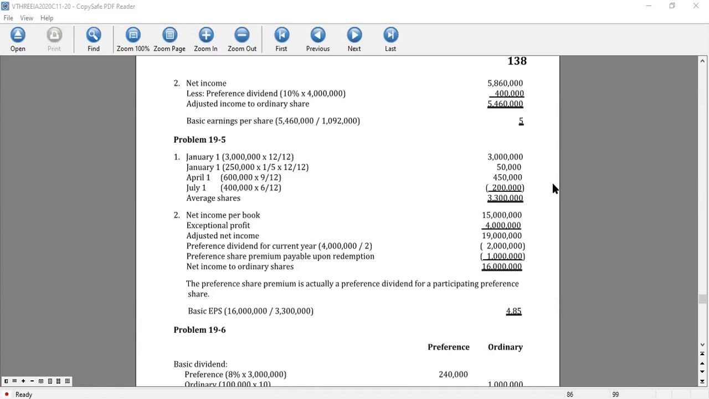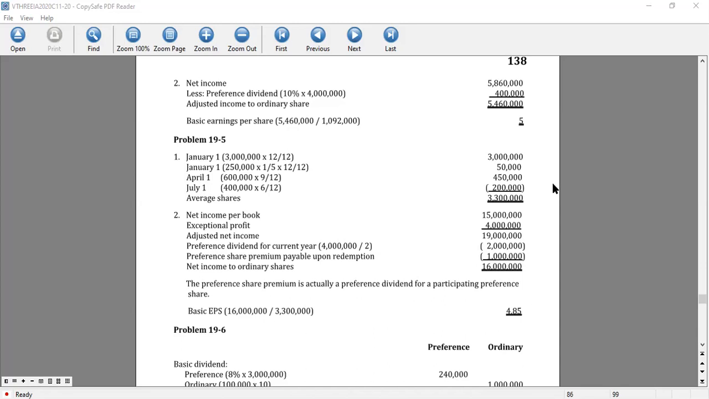Now, in 19-5, we are asked to compute the average ordinary shares outstanding and compute the basic earnings per share. The company had net income of 15 million for the current year. The following appropriations have not been considered in this amount: arrears of cumulative preference dividend for 2 years, 4 million; ordinary dividends, 5 million; preference share premium payable on redemption; and exceptional profit net of tax. The entity had 3 million ordinary shares of 1 peso par outstanding at the beginning of the year.